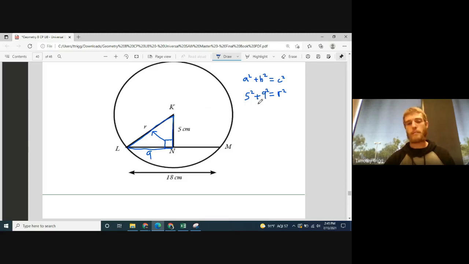Doesn't matter which one's A, which one's B. They're interchangeable. So it's 25 plus 81 equals R squared. This will be 106 when you add those together. To get rid of the squared, use square root on both sides of the equation. That'll give you R all by itself. And the square root of 106 is 10.3, let's say. That's the length of R in this case.